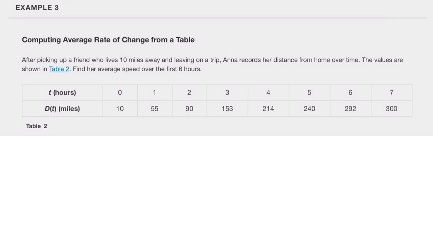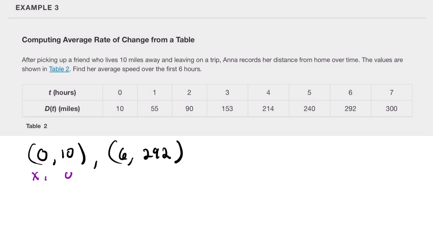Okay, so that's just the rate of change from the start to the 6 hours, right? So the first ordered pair is 0, 10. And then after 6 hours, the ordered pair is 6, 292. Let's go ahead and label these x1, y1, x2, y2.